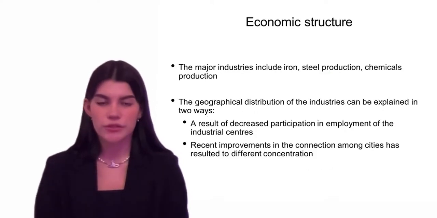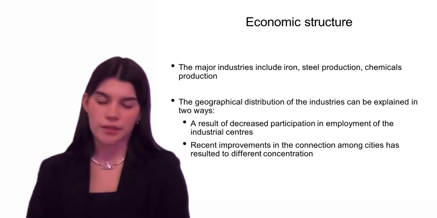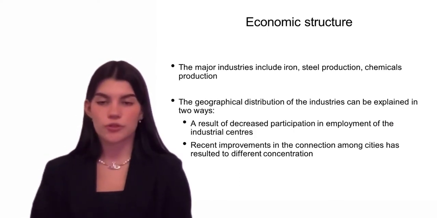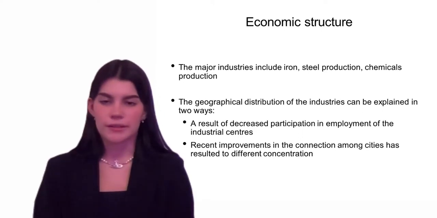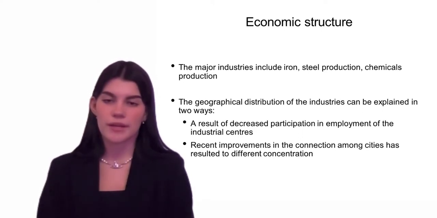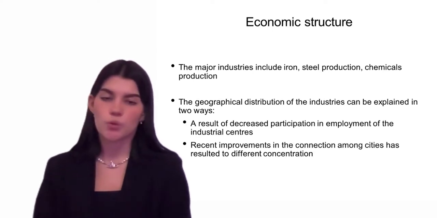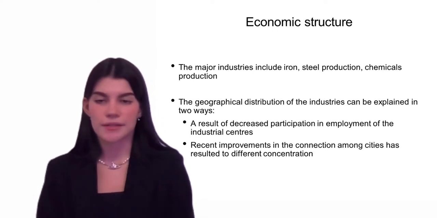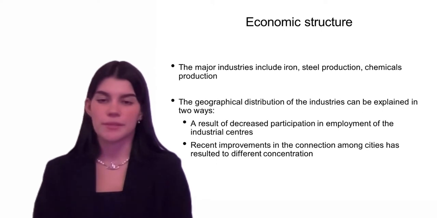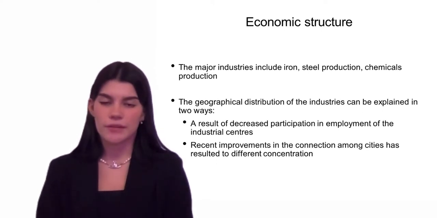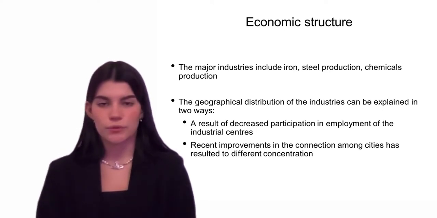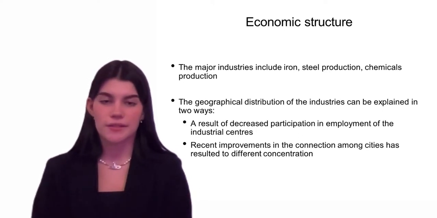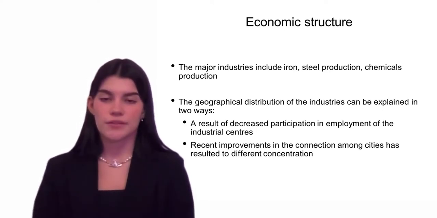The major industries include iron and steel production, chemical production. The geographic distribution of manufacturing industries in Brazil has been changing significantly. The geographical distribution of the industries can be explained in two ways. In the first case, it might be as a result of decreased participation in employment of the industrial centers. In the second case, it can be that recent improvements in the connection among cities have resulted in different concentrations.